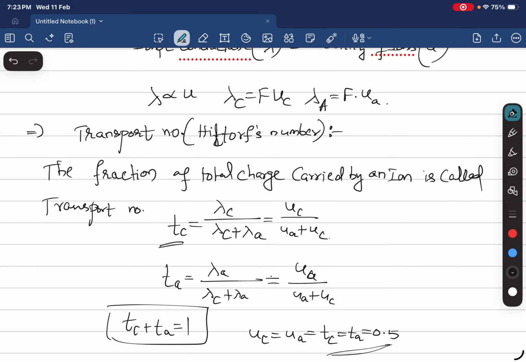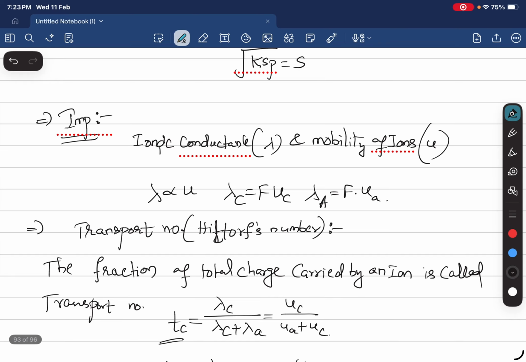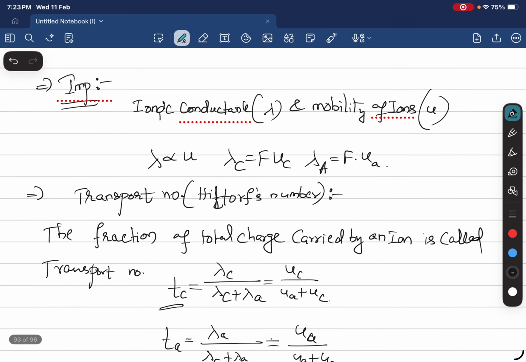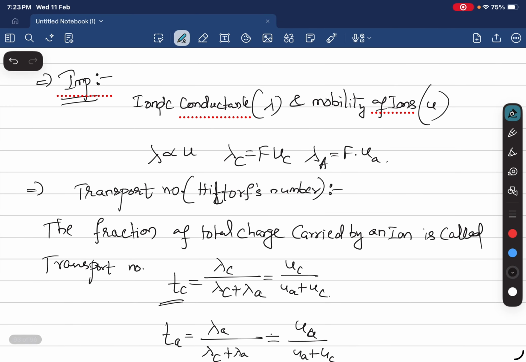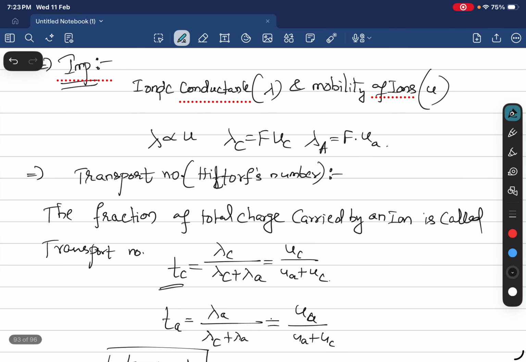So these are the additional points related to electrolytic conductance of weak electrolyte. Hope it is clear until this. So next we are going to discuss problems related to Kohlrausch's law. Those are very important. Must watch.